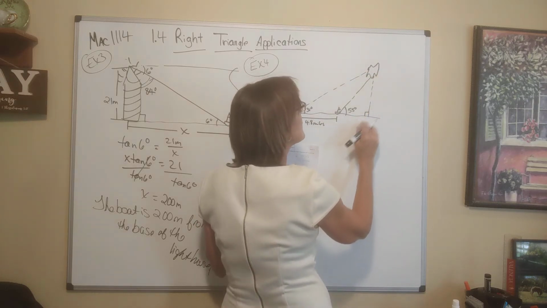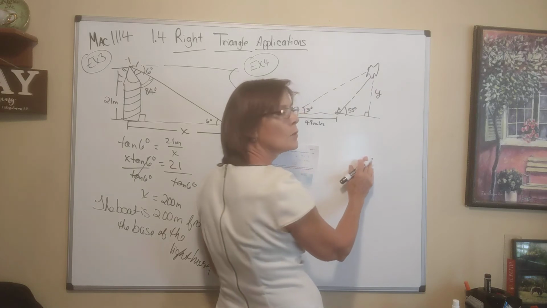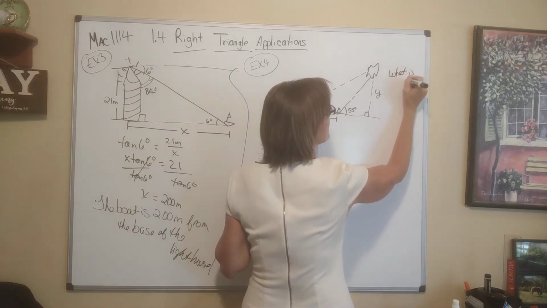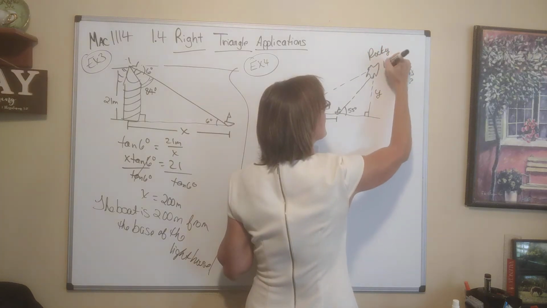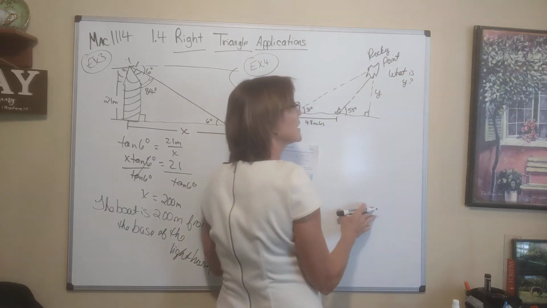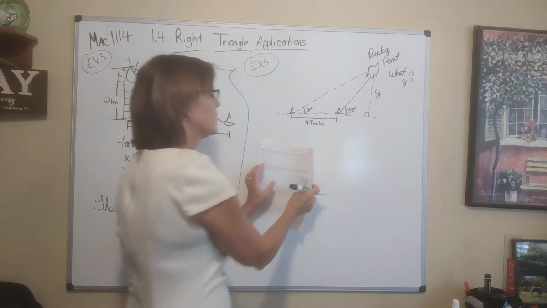So really what we want to know is, what is this distance here, y? What is y? That's what we're after. What is y? This is my rocky point. I'm going to label that because really I can't tell from what I drew what this is supposed to be. So this is y. That's what we have to figure out.